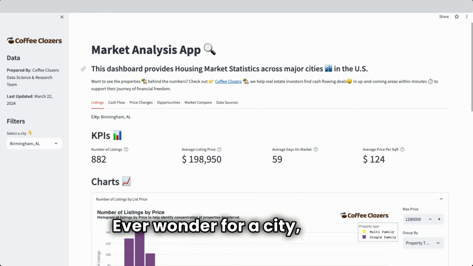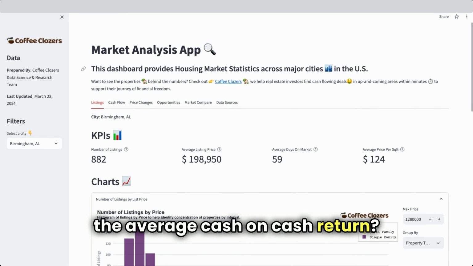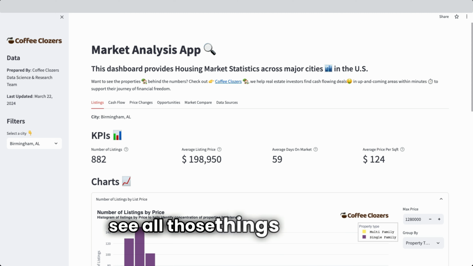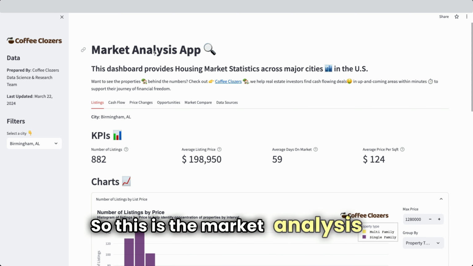Ever wonder for a city what's the average cash on cash return? Where are value add opportunities? And has there been any price drops? Well, I built a free app to see all those things and more. So, this is the market analysis app.